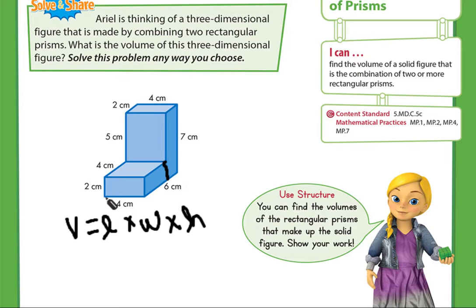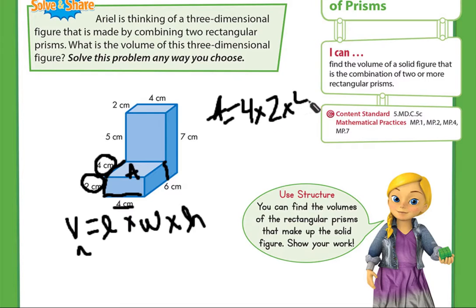So let's say that this is my length, which is then 4 centimeters. And then let's say this is my width going back here, because you see that that's 4 centimeters. And now this right here is my height, 2 centimeters. So then for that first rectangular prism, we'll call it A, A equals 4 times 2 times 4. So that's 8 times 4, which is 32. So 32 cubic centimeters.